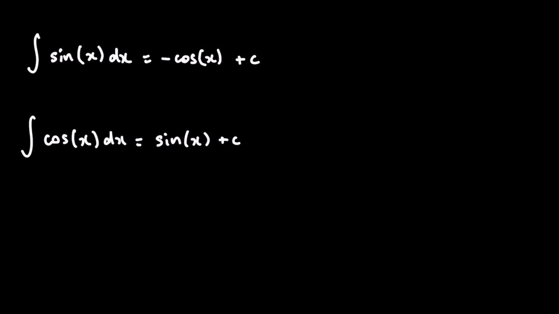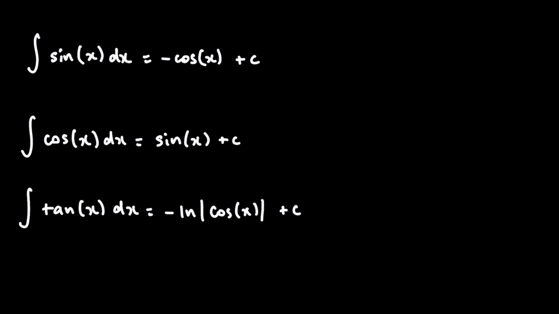And if we were to integrate the tangent of x, that's equal to minus ln of the absolute value of cosine of x. And you're probably wondering, where the heck did I get this from? I'll explain it in a few minutes' time when we go over a different rule.